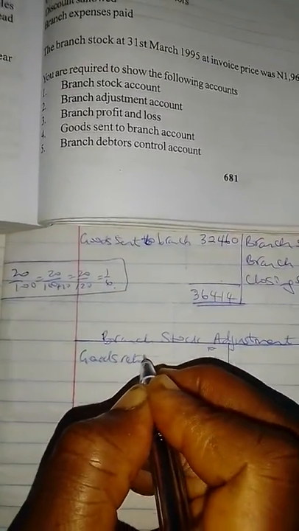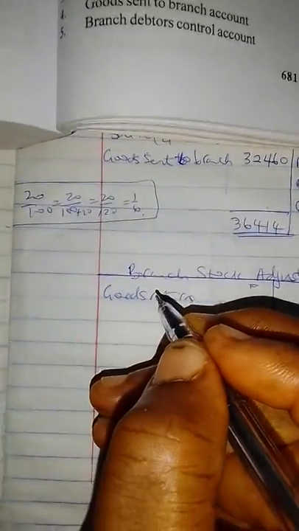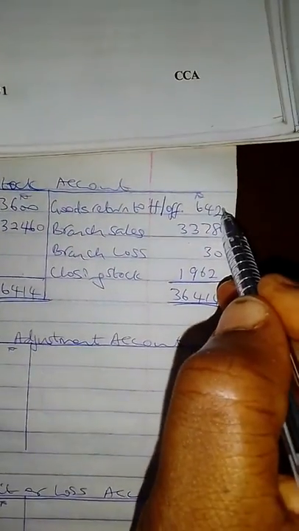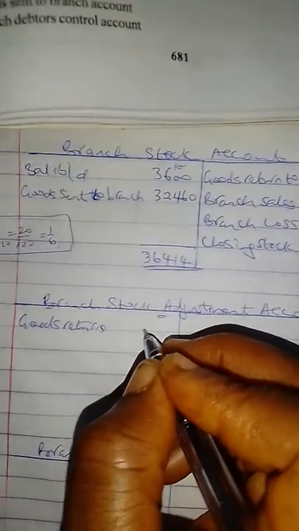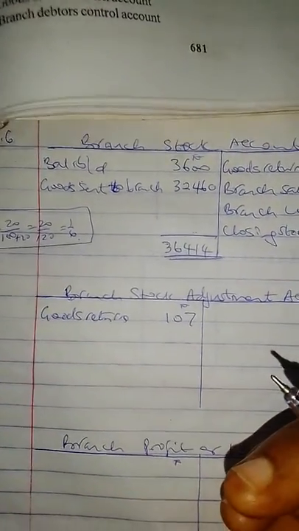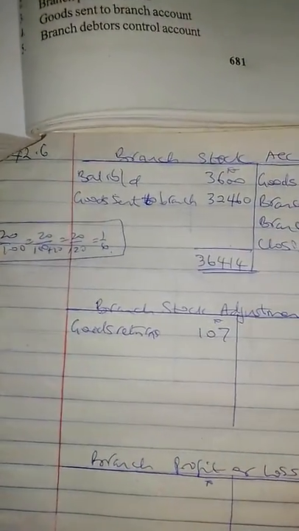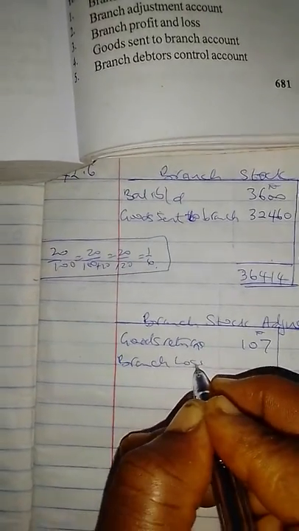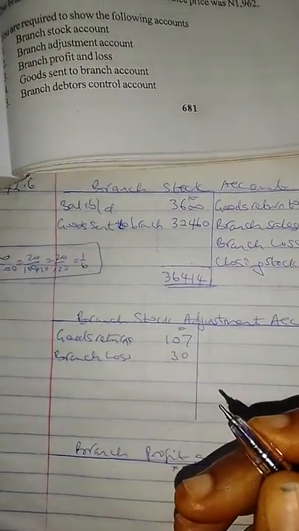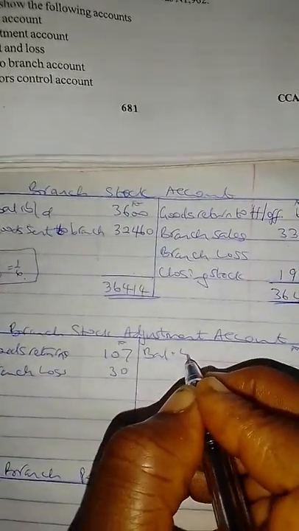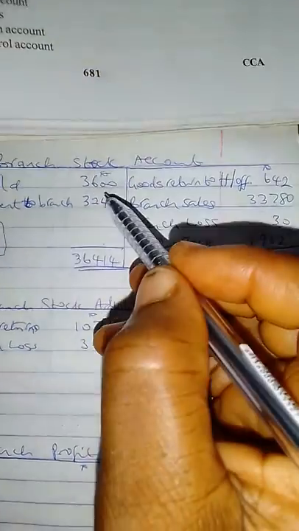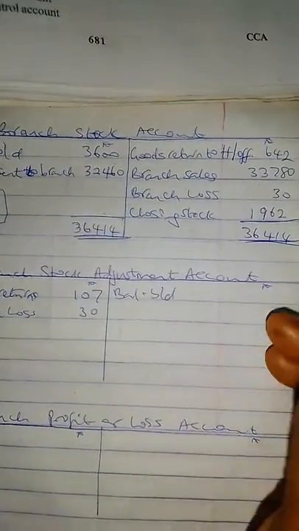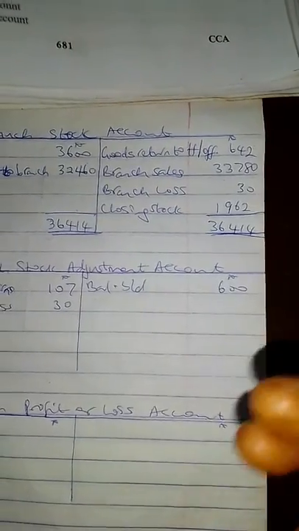Goods returns. The goods returns was 642. By the time you divide the figure by 6, you have a difference of 107 to be our profit element. 107 is the profit element for goods returns. Then branch loss, still bring our 30 naira as branch loss. Then our balance BD at the beginning of the year was 3,600. By the time you divide it by 16, you have 600 naira as the profit element.